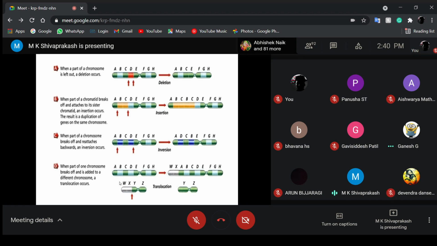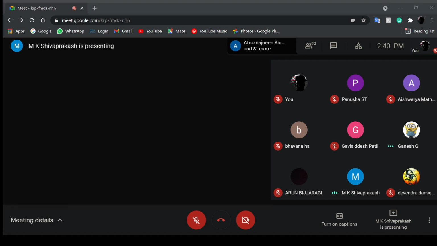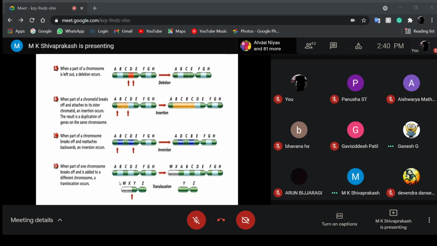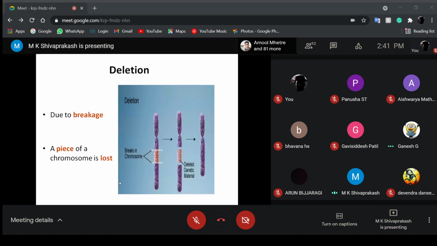Then when part of a chromosome breaks off and is added to a different chromosome, a translocation occurs. So a part of one chromosome breaks off and is added to another chromosome. These are all the different ways chromosomal mutation occurs.